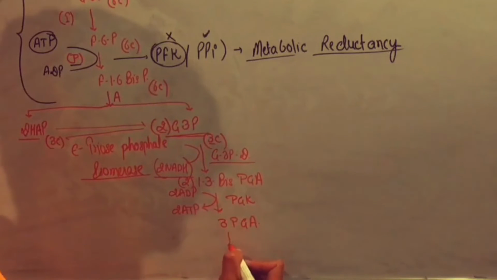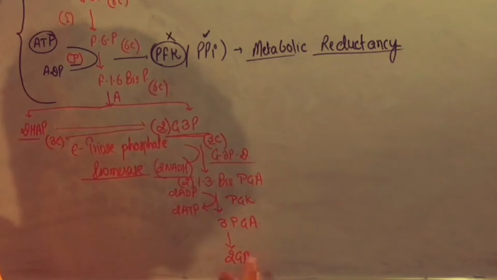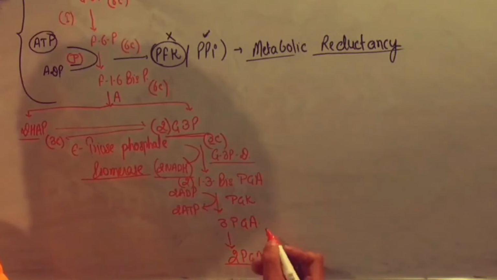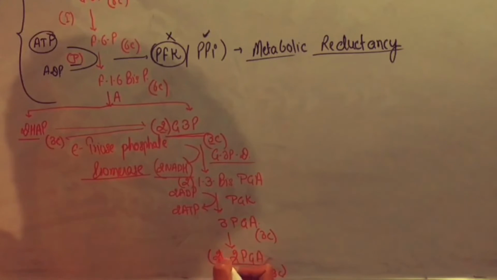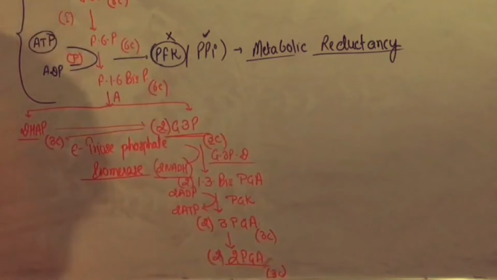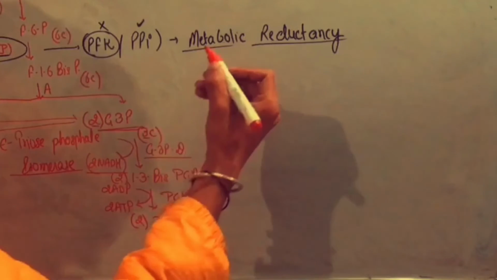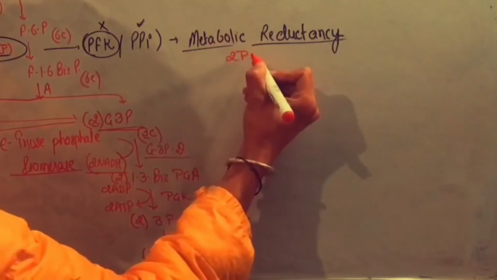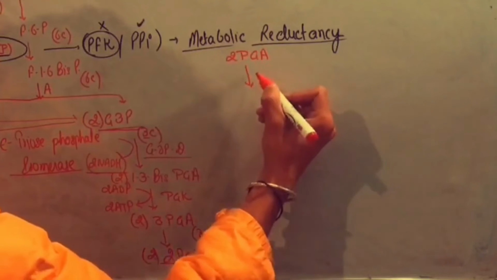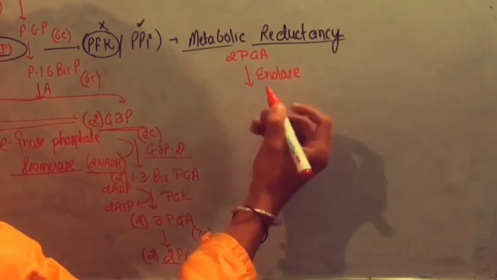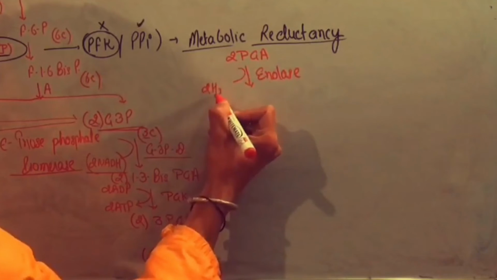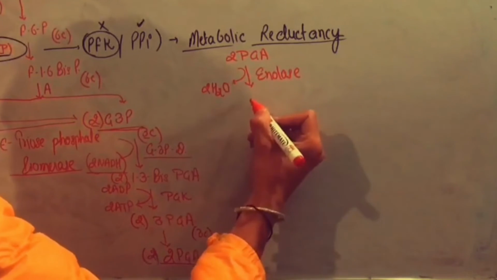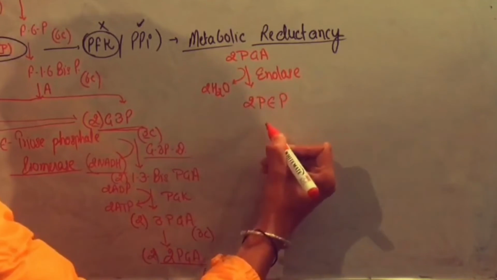This 3-phosphoglyceric acid is converted into 2-phosphoglyceric acid, two molecules, because 2 molecules of 3-PGA were used. This 2-phosphoglyceric acid, in the presence of the enzyme enolase, loses 2 molecules of water to form 2 molecules of phosphoenolpyruvate.